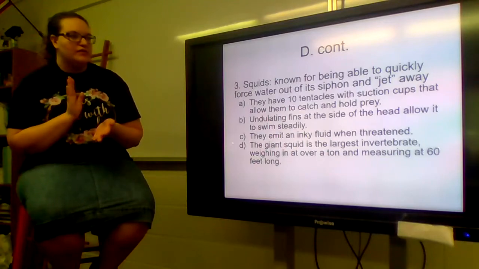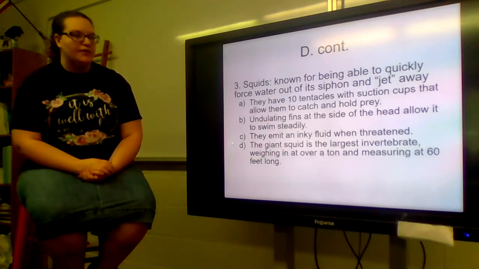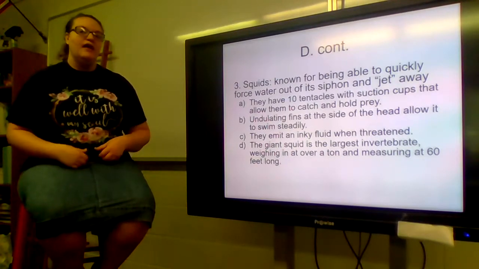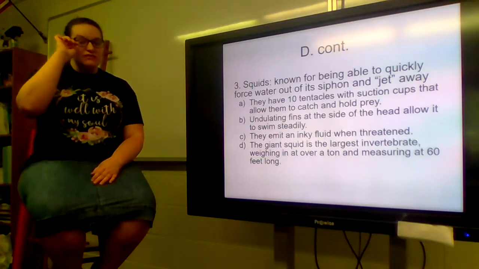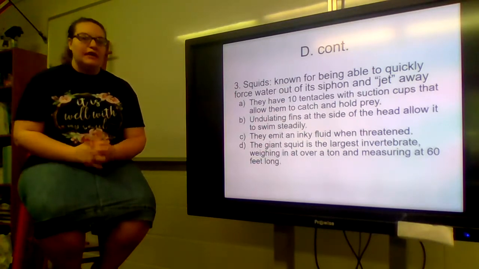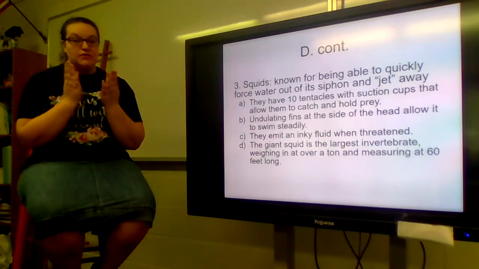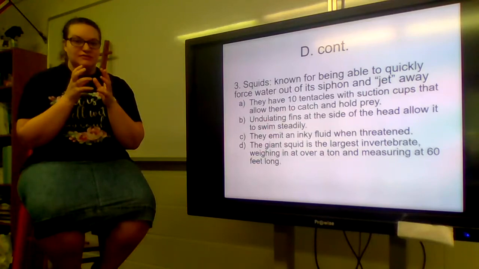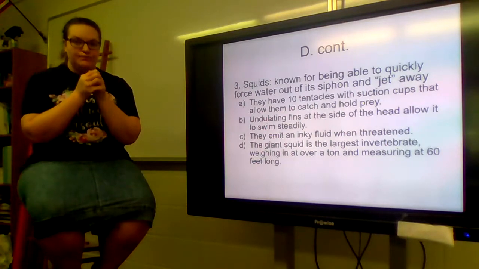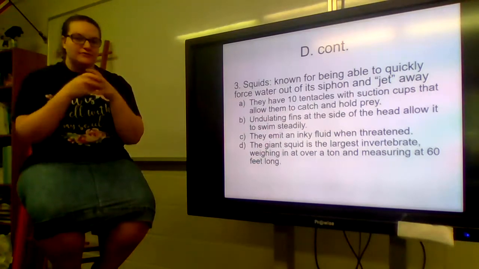Squids are known for being able to quickly force water out of their siphon and jet away. This siphon on most squids is located at the top of their head. It looks almost like a little hole that allows you to, if you were to squeeze the squid, shoot water out and shoot away.